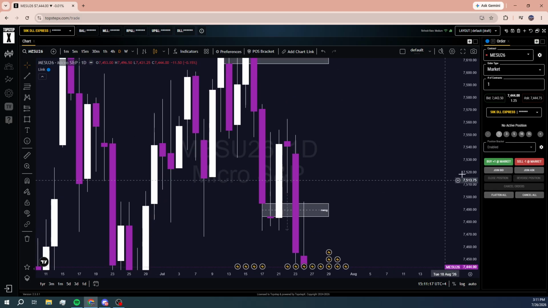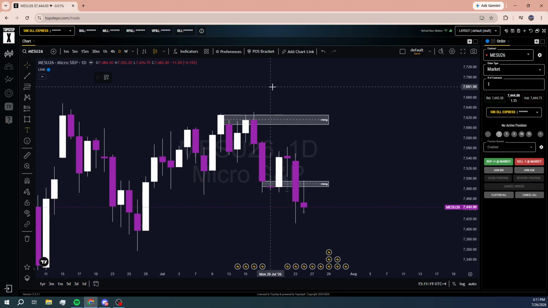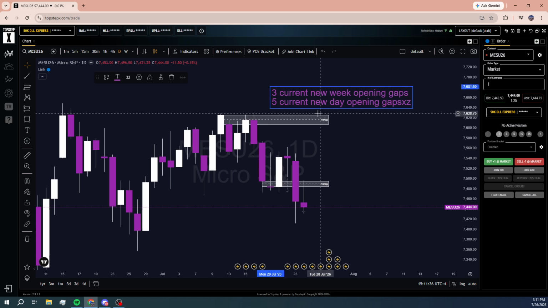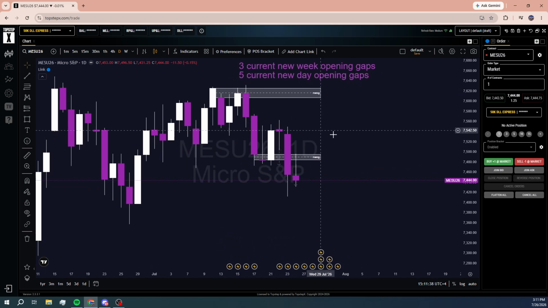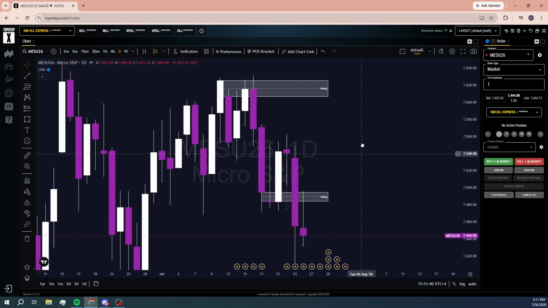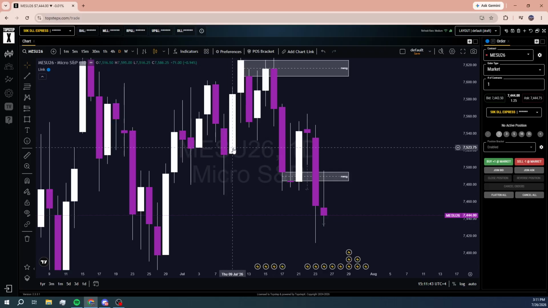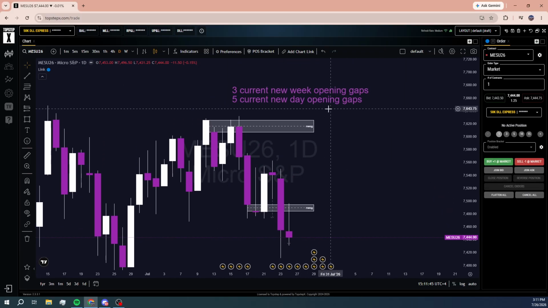Okay, so what I said, you can mark 3 current new week opening gaps, and you can mark 5 current new day opening gaps. What does this mean? This means that new day opening gaps are a lot right here. We have a lot of new day opening gaps, but you need only the current ones, maybe the current 5 that you can mark out on your chart and pay attention to.